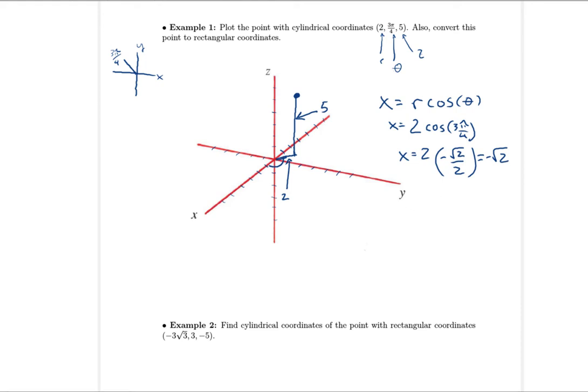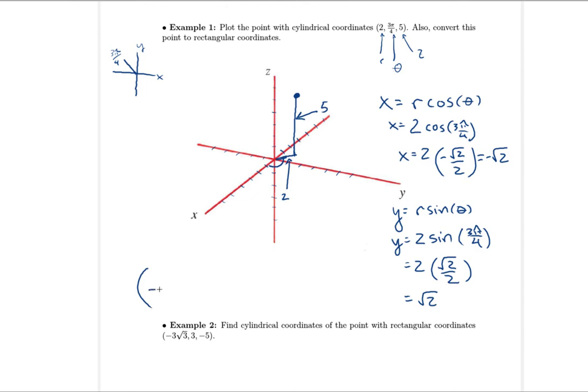And then we can do the same for y. y is equal to r sine theta. So y is 2 times the sine of 3 pi over 4, which is 2 times the positive square root of 2 over 2, which is square root of 2. So this is going to be an x value of negative root 2, a y value of positive root 2, and then a z value of 5 still, right? Because that remains unchanged between the coordinate systems.